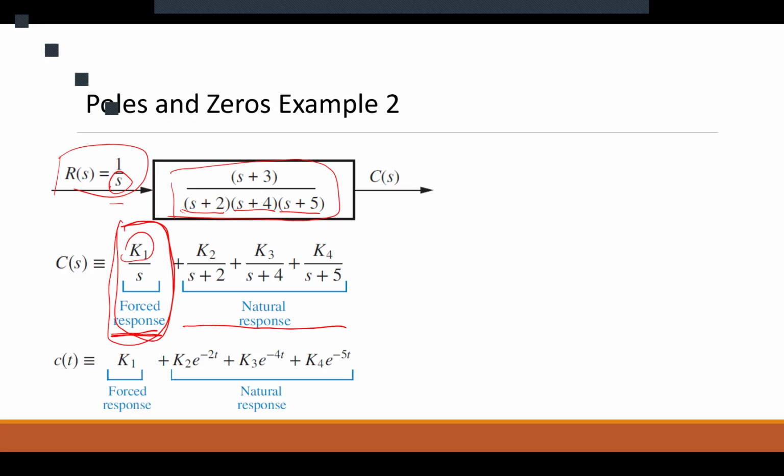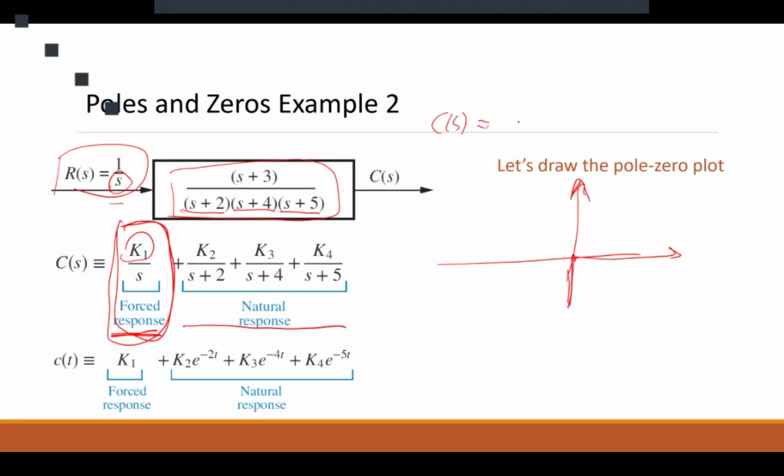Now, so far we used the previous discussion. Let's actually draw poles and zeros in the S domain. Here, our output, our C of S, is going to be S plus 3 over S, S plus 2, S plus 4, and S plus 5. Are we good? I just applied the input to the transfer function.